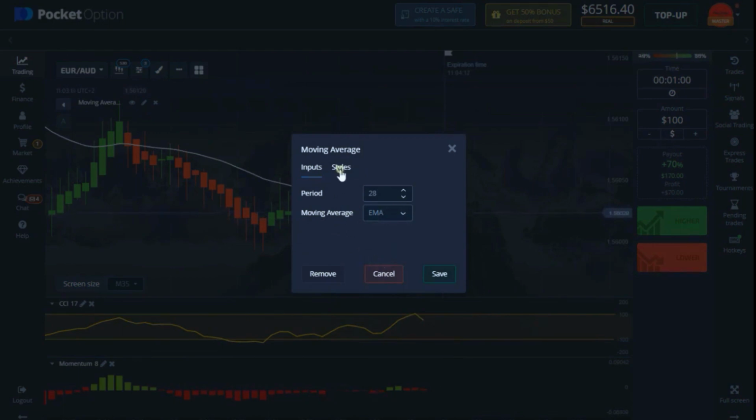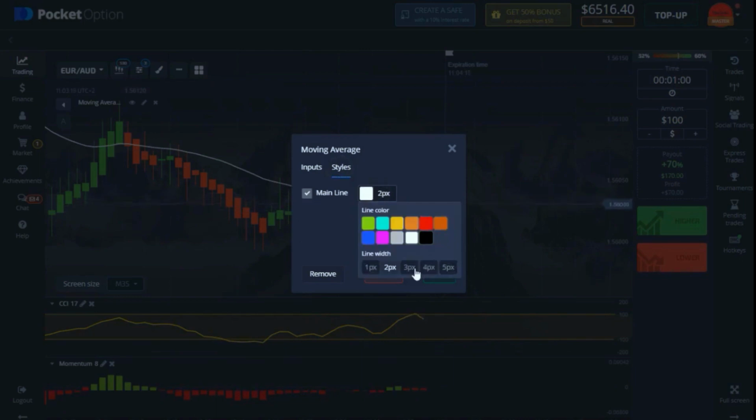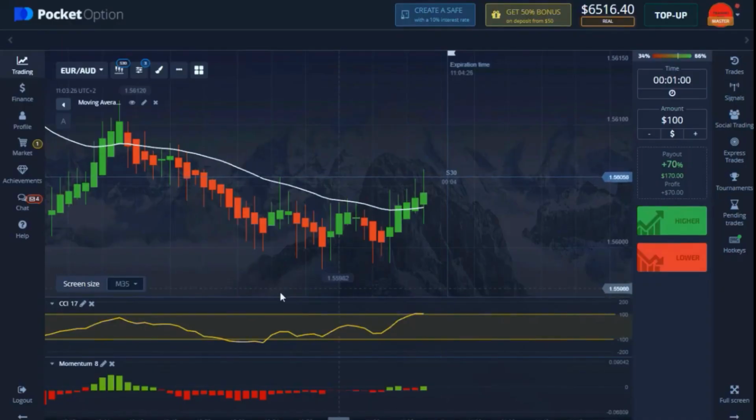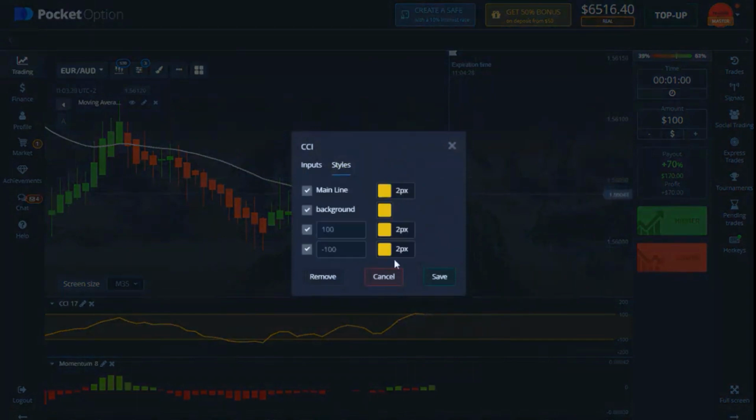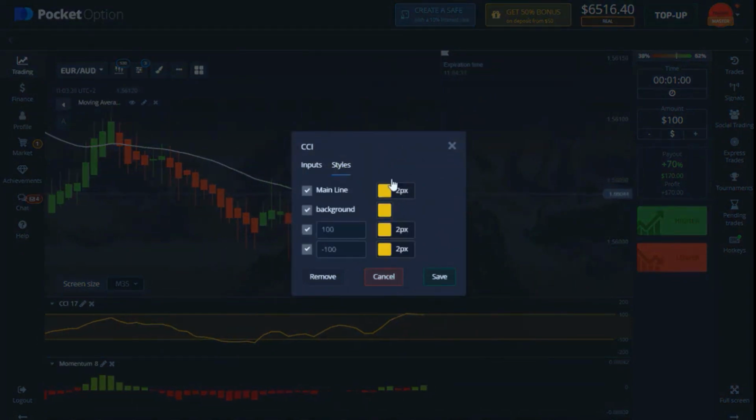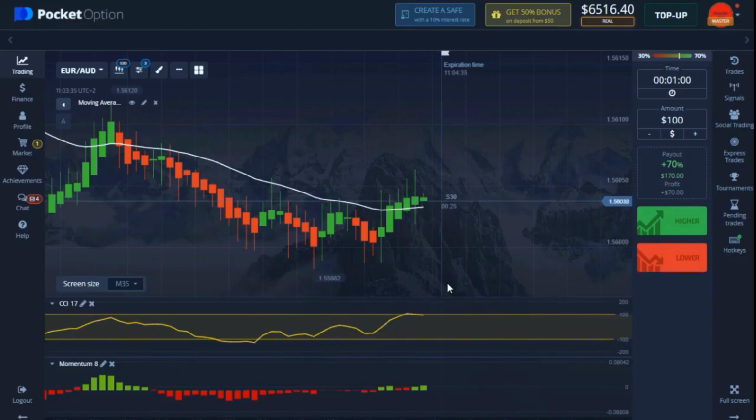On the style, I changed my color to white, and I'm using a 2 pixel line thickness. When you're done, you hit save. The second indicator is CCI with a period of 17. I set all the lines to 2 pixel, and I save it. That's pretty much all you have to set up.